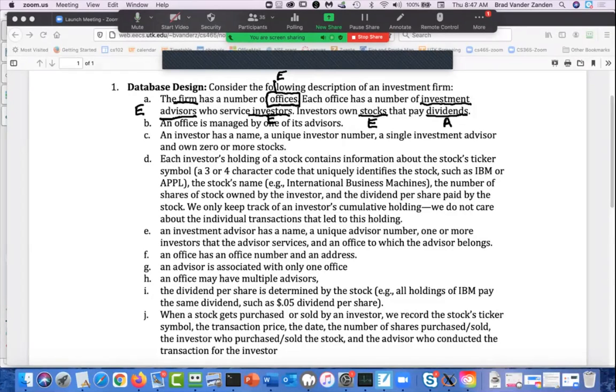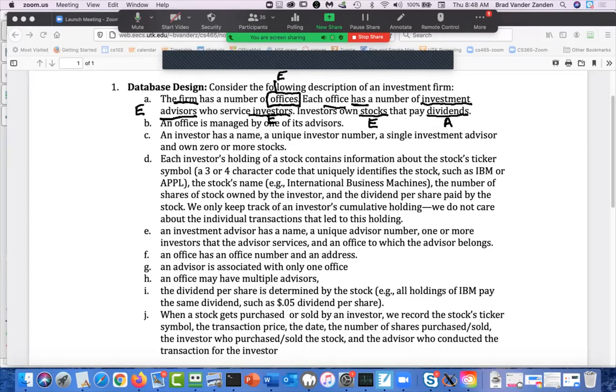Now, there's something else about this first sentence. It has a number of verbs in it. So each office has, that's a verb. It suggests a relationship between an office and investment advisors. Who service, that's a verb. Sounds like another relationship. Investors own stocks. That sounds like another relationship.